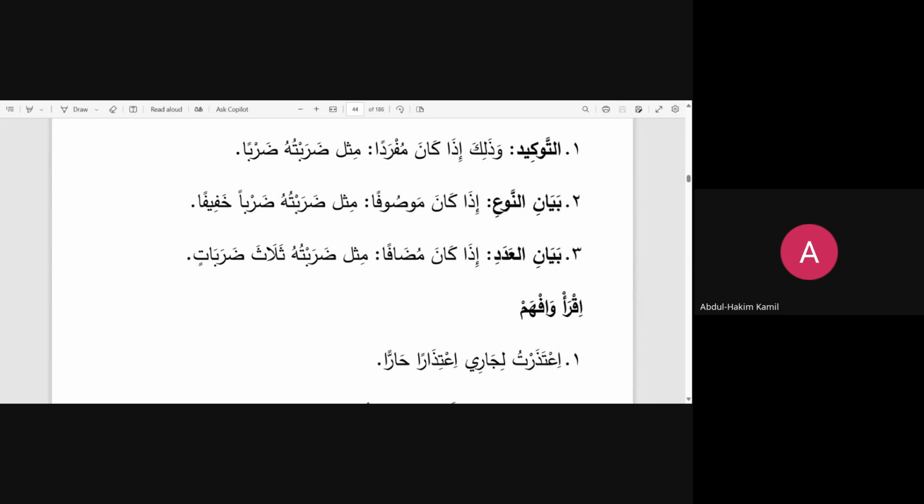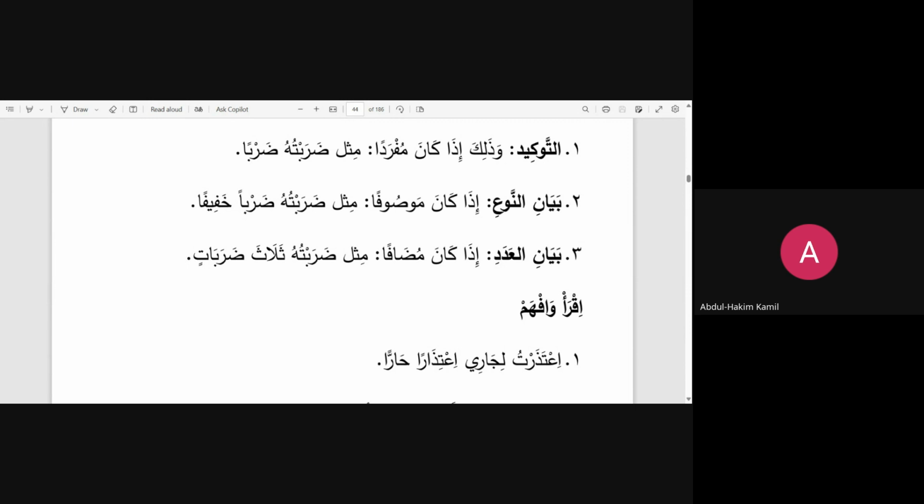The second one, darabtuhu darban khafifan. Now, darabtuhu is a verb. I can't describe a verb. You can't describe a verb. So I need the masdar, and then I'm going to describe the masdar. Darabtuhu darban khafifan.